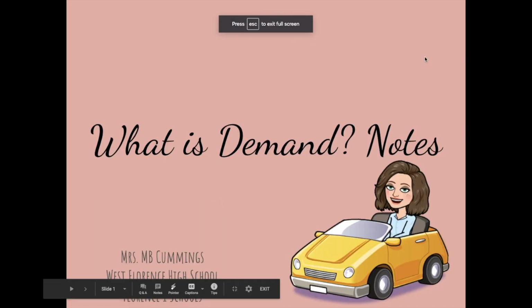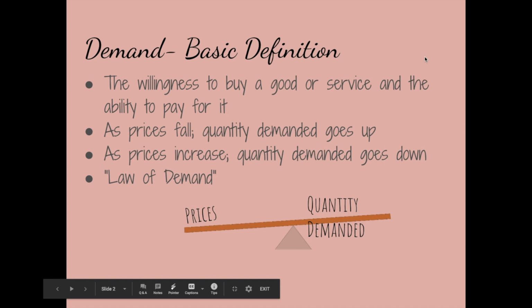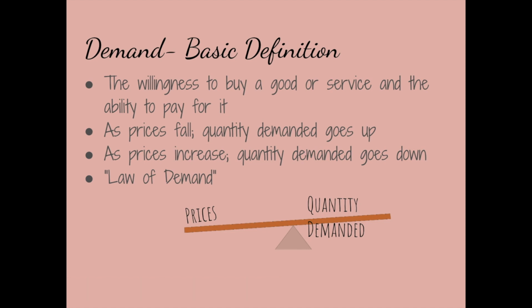So we're going to start with what is demand, and demand is for the consumer. We're talking about what a consumer wants here, and the consumer is willing to buy a good or service at a certain price because they have the ability to pay for it. As prices fall, quantity demanded will go up, but as prices increase, the quantity demanded goes down.